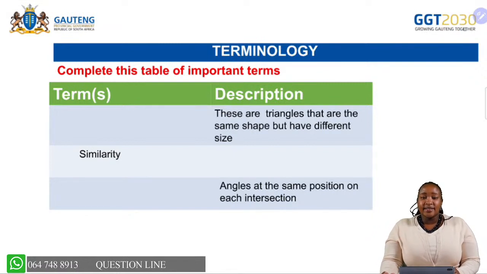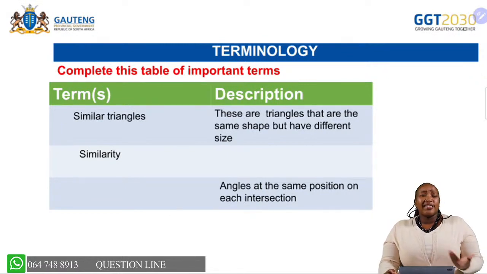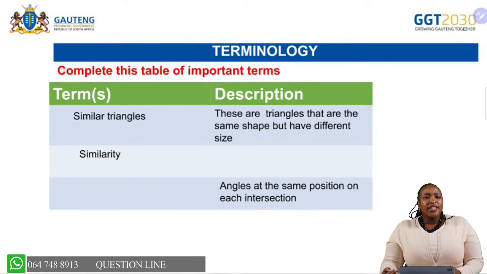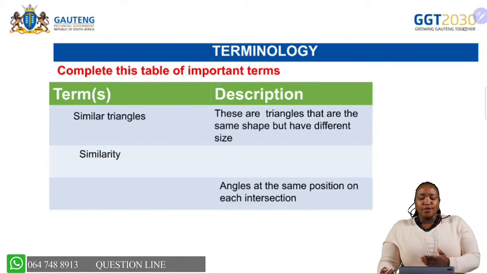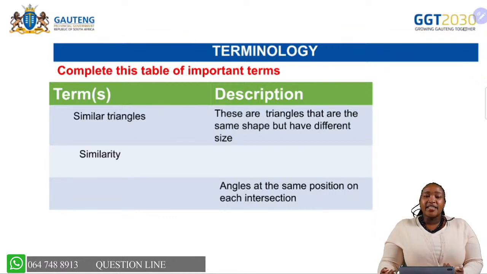All right, somebody has an answer already? Okay, well done. So what do we call them? We call them similar triangles. Now you know what similar triangles are, then you definitely should be able to define similarity, right? So we need a description for similarity. You can raise your hand in class.